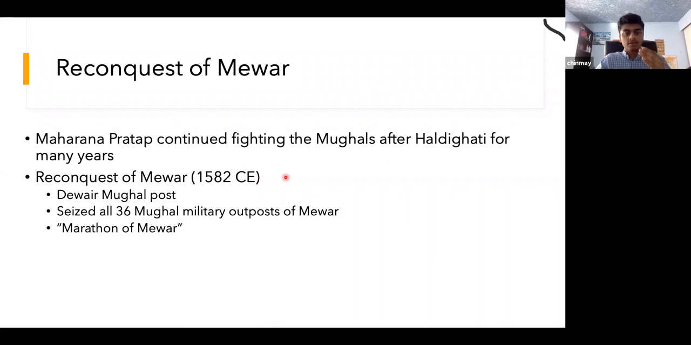So after about a decade or so, Maharana Pratap found an opportunity, and this was a reconquest of Mewar. He attacked Dewair, which was a Mughal post, and he seized all 36 Mughal military outposts of Mewar. Historians call this the Marathon of Mewar because all these territories that were lost after the siege of Chittor, Maharana Pratap gained everything back except for Chittorgarh fort itself. So Maharana Pratap restored the eminence of the Mewaris except for that one fort, Chittorgarh.